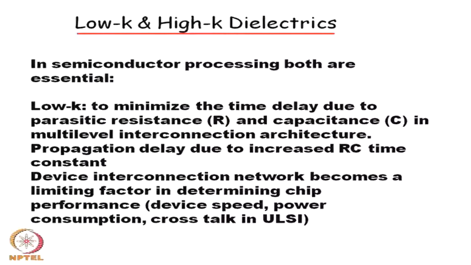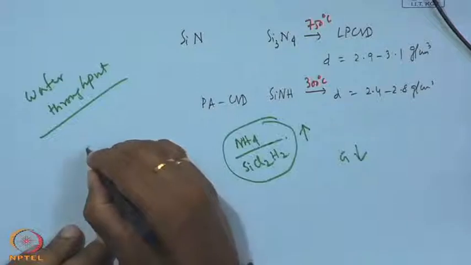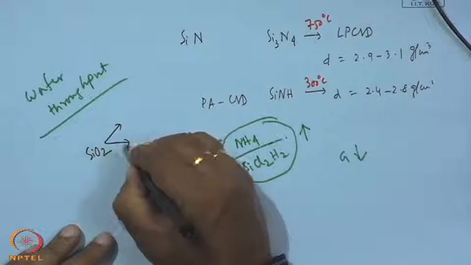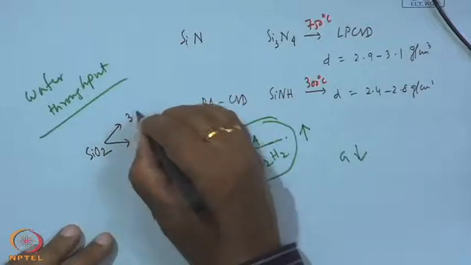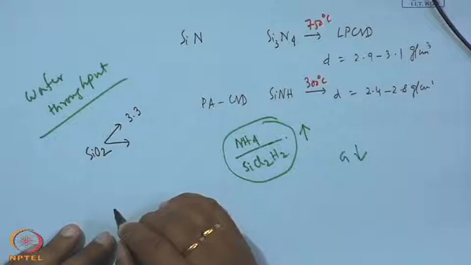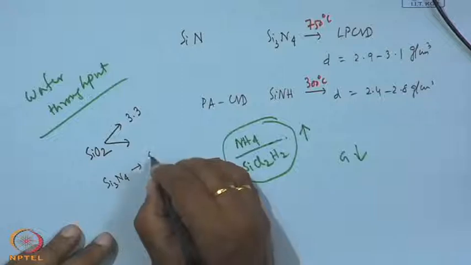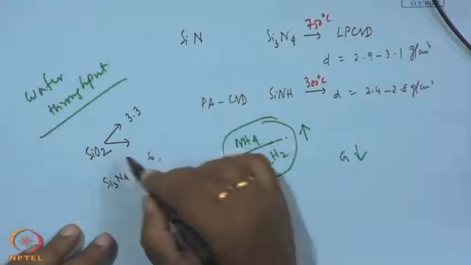Then we come across the low K and high K dielectrics. That is a very important thing in this discussion of semiconductor device processing or the processing of semiconductor materials. This high K and low K, remember that SiO2 is also a dielectric. Whatever be the method of process you grow, 3.3 is the dielectric constant, and Si3N4 it is almost 6. So, almost double that of SiO2.